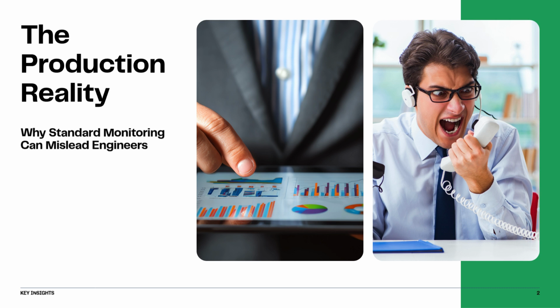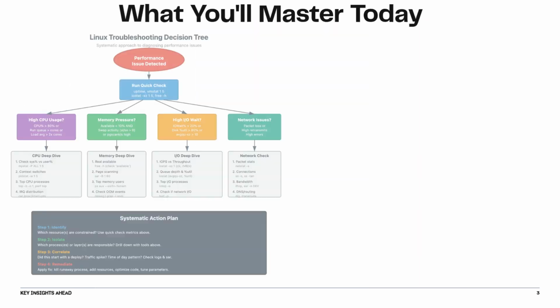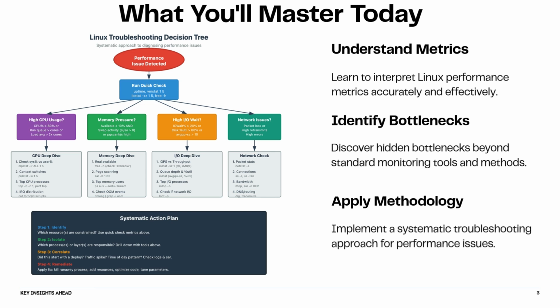Third, you'll apply a systematic troubleshooting methodology. No more randomly trying tools and hoping something works. You'll have a process. Fourth, you'll recognize performance patterns from real production scenarios, the signatures of different failure modes that I've seen over thousands of incidents. And finally, you'll know exactly which thresholds matter and when to take action. Not generic advice, but battle-tested numbers from operating at scale.